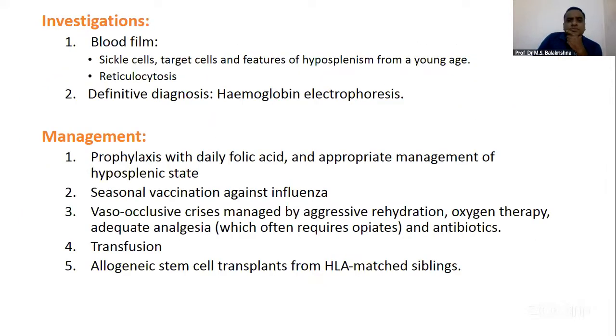These are all okay. So the investigations: blood film investigations show sickle cells and target cells, which you will be able to appreciate there. And the definitive diagnosis is hemoglobin electrophoresis. So what is the management?